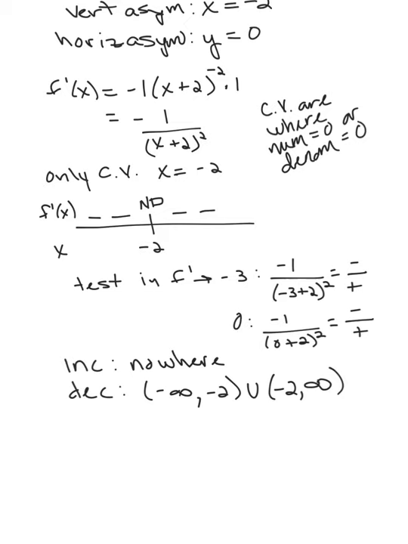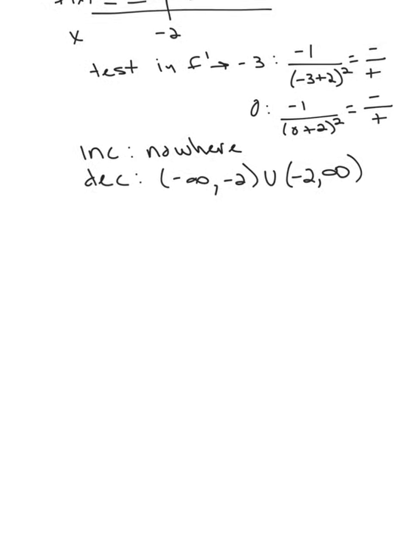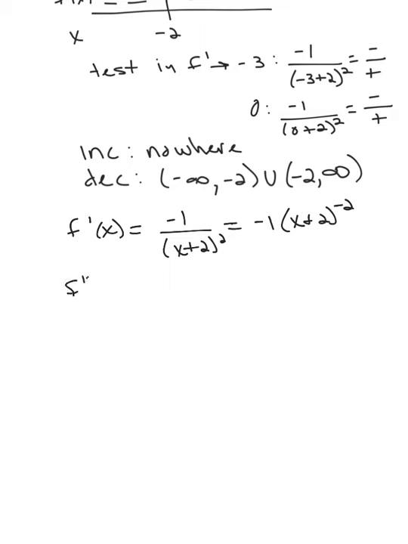The next thing we want to know about is concavity. So I'm going to move up screen. My first derivative, remember, was negative 1 over (x plus 2) quantity squared, or negative 1 times (x plus 2) to the negative 2. The reason I need that is because I need my second derivative.